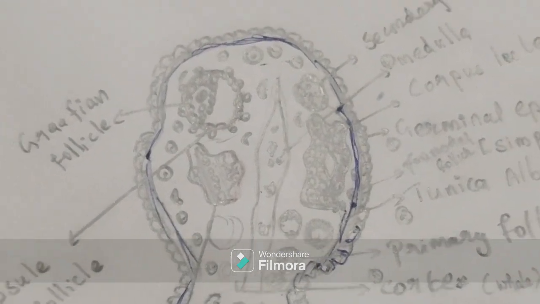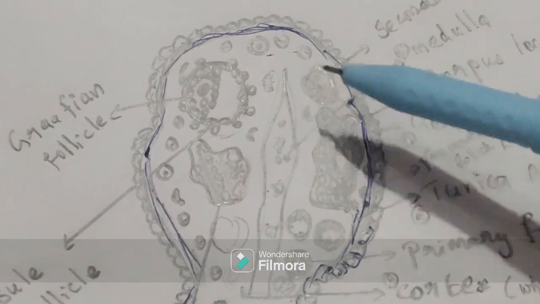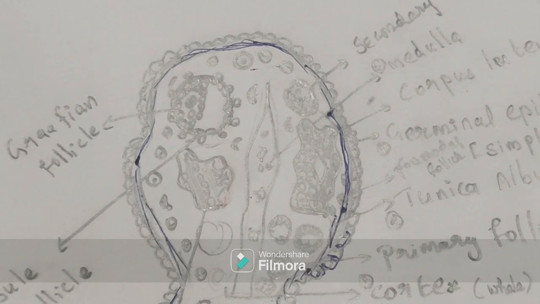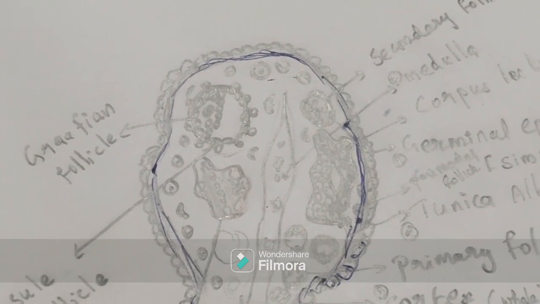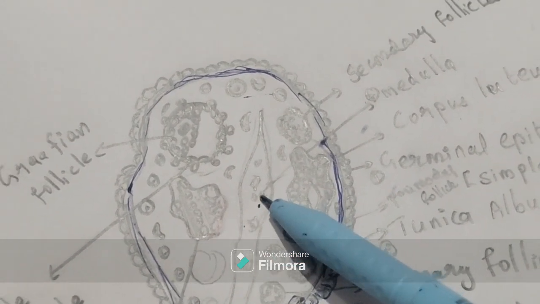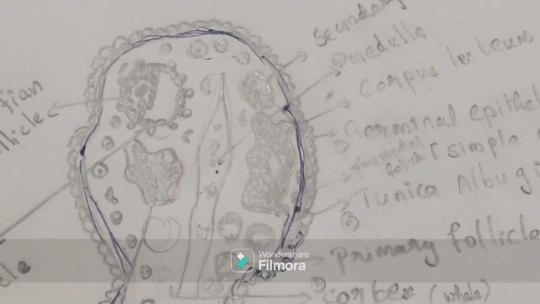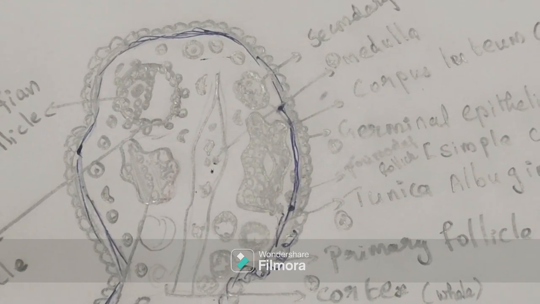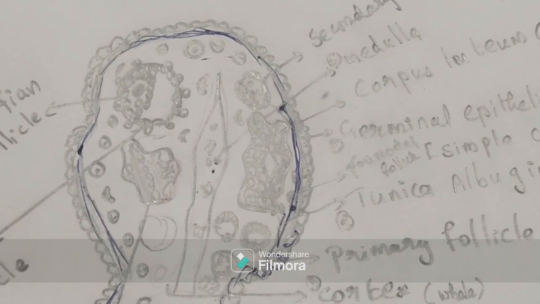Next, the fourth one is the medulla. This one is the medulla. The medulla consists of connective tissue which has numerous blood vessels, elastic fibers and smooth muscle fibers.